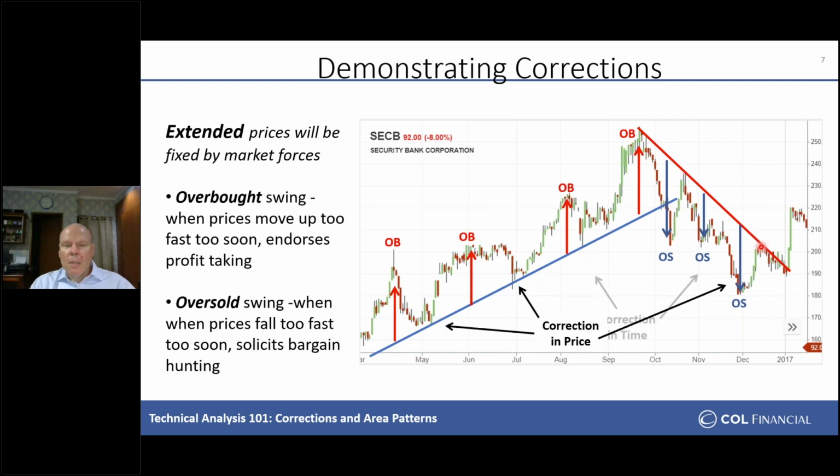Okay? Now, in a correction over time, you will notice that the correction in time could be a combination of a little bit of price movement downwards, but generally you will see it sidewind: up, down, up, down, up, down. And that winding phase allows the stock to regain energy within that condition.